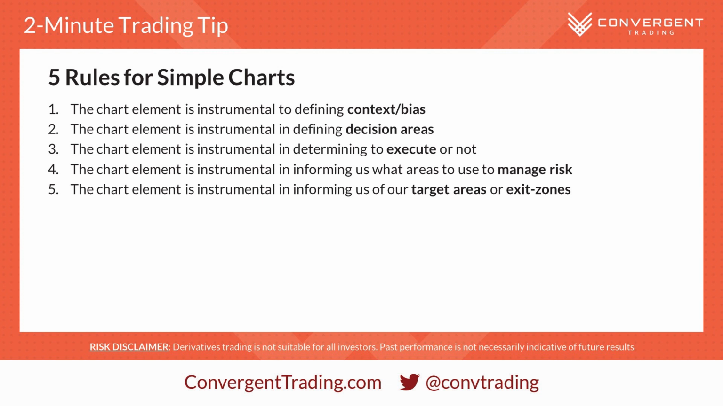Number 4, the chart element is instrumental in informing us what areas we will use to manage risk. So you may use some type of indicator to determine a stop loss. You might use an average rotation size. Perhaps you've determined some sort of support or resistance, or even a trend line. And finally, number 5, it is instrumental in informing us of our target areas or exit zones.